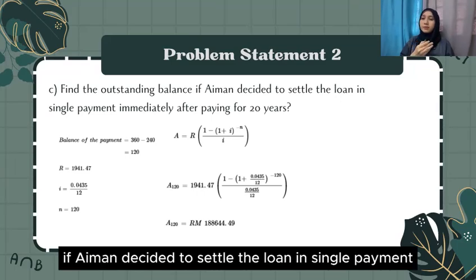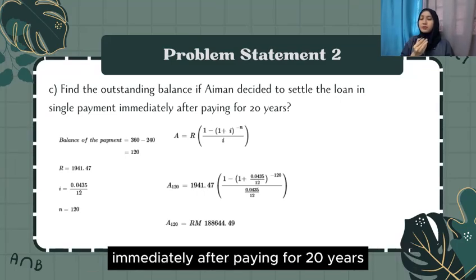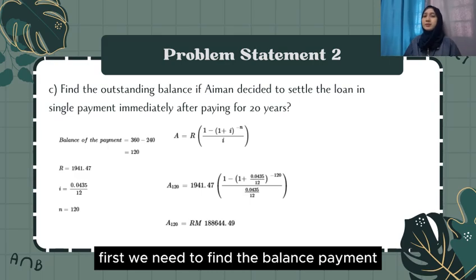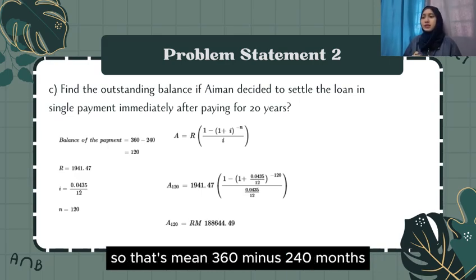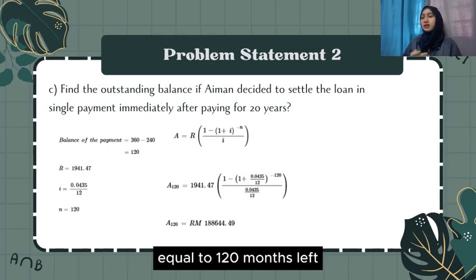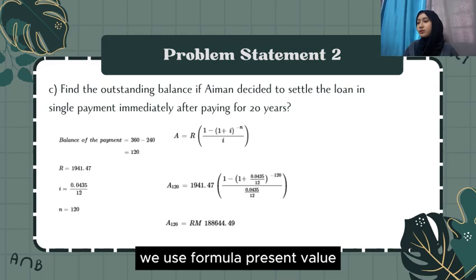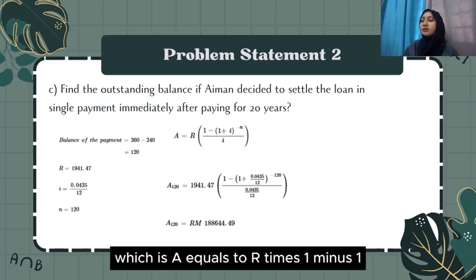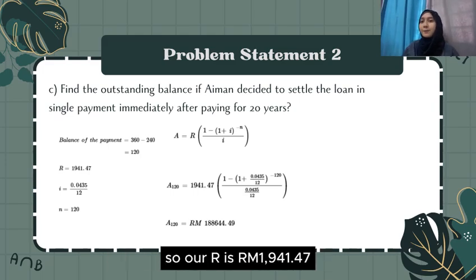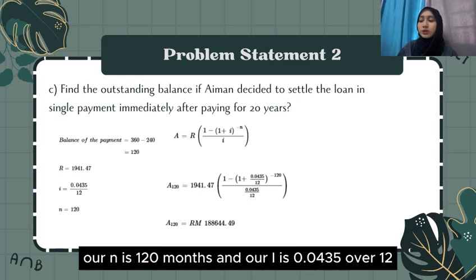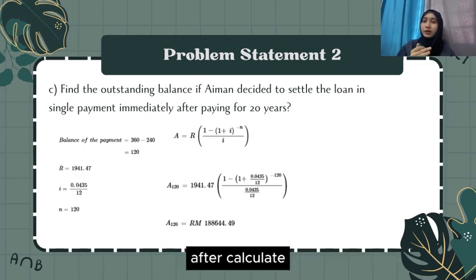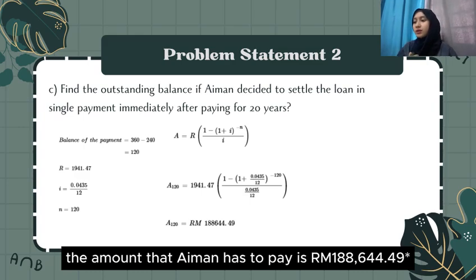C. Find the outstanding balance if Iman decided to settle the loan in a single payment immediately after paying for 20 years. First, we need to find the balance payment. 20 years means 240 months. So 360 minus 240 equals 120 months left. Next, to find the outstanding balance, we use the present value formula, which is A equals R times (1 minus (1 plus i) to the power of negative n) per i. So our R is 1,941 ringgit 47 cents, our n is 120 months and our i is 0.0425 over 12. After calculating, the amount that Iman has to pay is 188,044 ringgit and 49 cents.